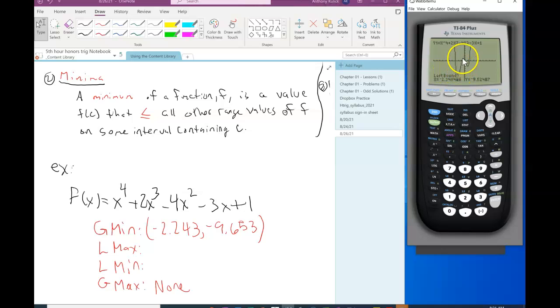So the left bound here should be somewhere on this part of the graph. That's on the left-hand side of that maximum. So I'll move my cursor over there. That looks good. Press enter. It then needs a right bound. So I'm going to move my cursor over here. It's on the right side of that maximum. So that looks good. Press enter. And then because I have only one extreme point in between my left bound and right bound, I can just press enter and not have to worry about moving the guess around. And then it gives me the coordinate for my local maximum. I'm just going to round that to 3 decimal places.